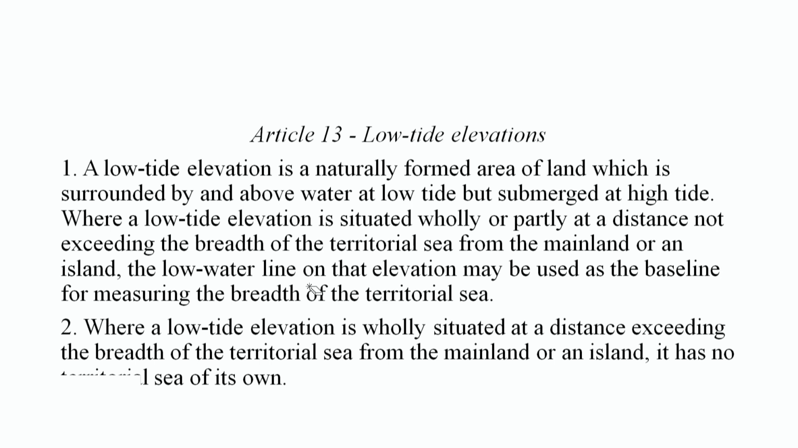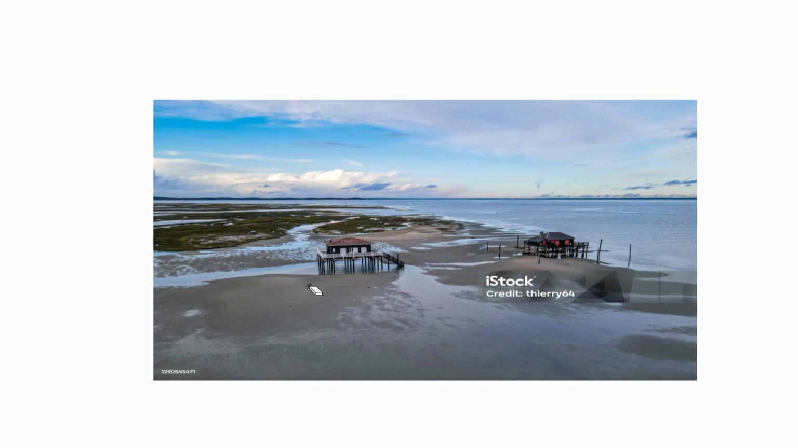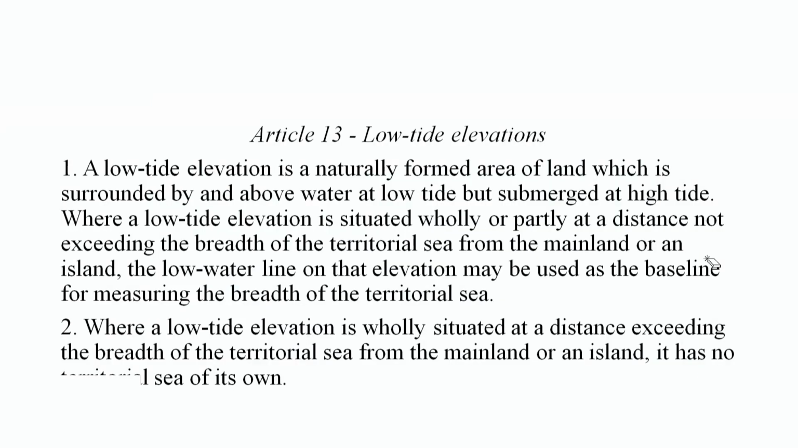Low tide elevation. Firstly, I would like to show its picture. Here, this is the low tide elevation. You can see partly we can see the land surface, but partly it is also covered by water. Usually, when there are high tides, all this gets covered with sea water. But when there are low tides, that is, when the water has receded in the seaward direction, then we can see the surface of the land. That is why it is termed a low tide elevation.